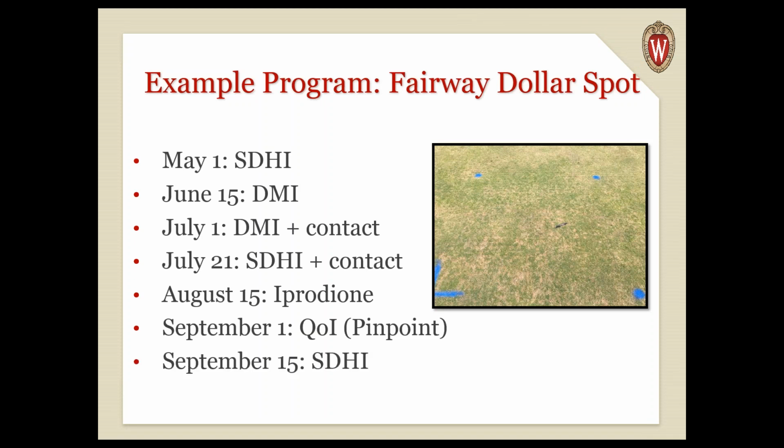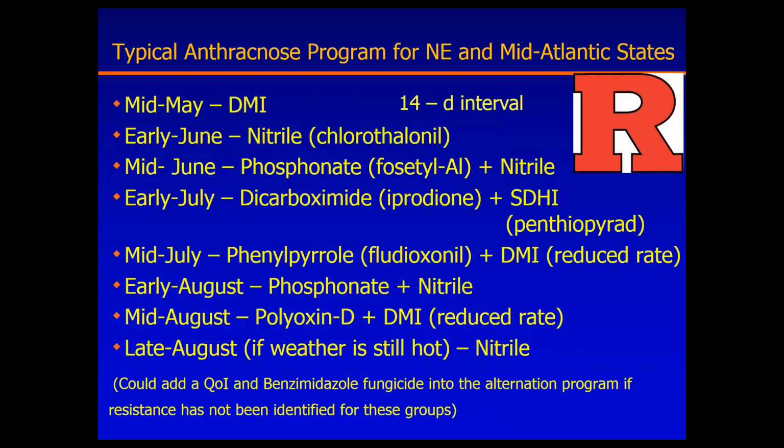This is just a potential program that I might recommend to a superintendent managing dollar spot in the Midwest. We have multiple chemistries, SDHIs, here in the middle of the summer, July 1st, July 21st, we might have our highest dollar spot pressure of the year. We're going to go ahead and tank mix in chlorothalonil to manage that population. You always want to make sure that you're limiting a single class of fungicides to really 2, maybe max 3 applications per year targeting a specific disease.